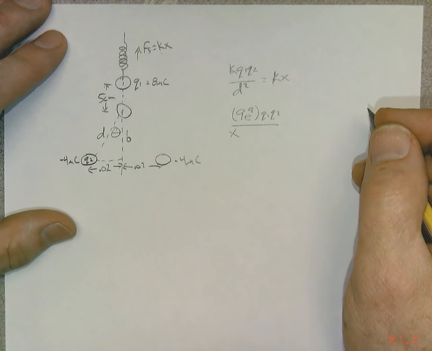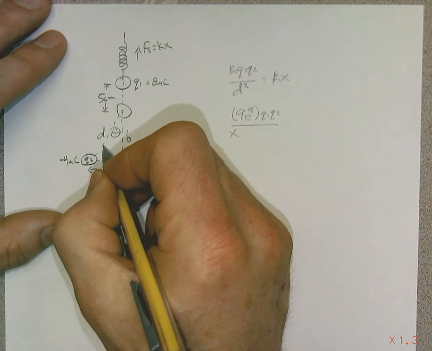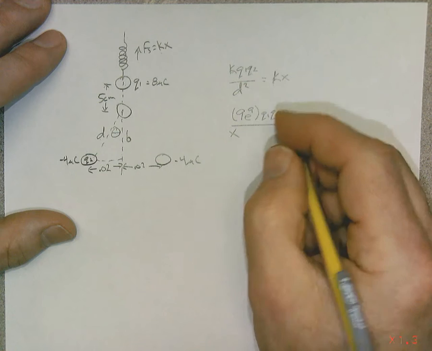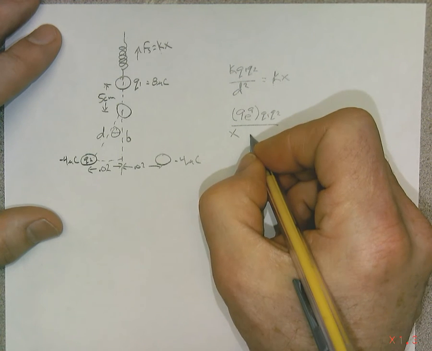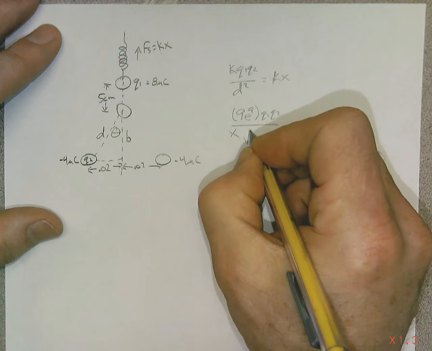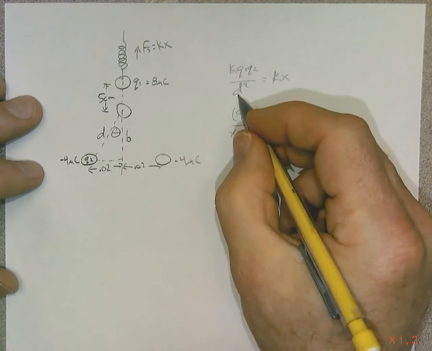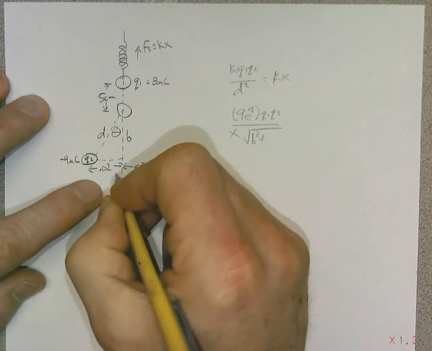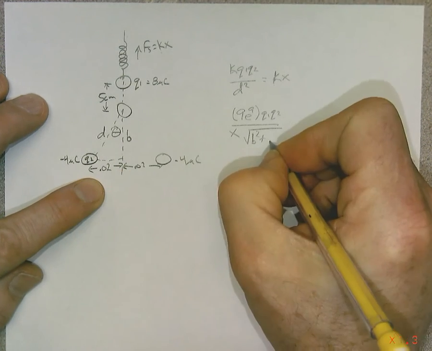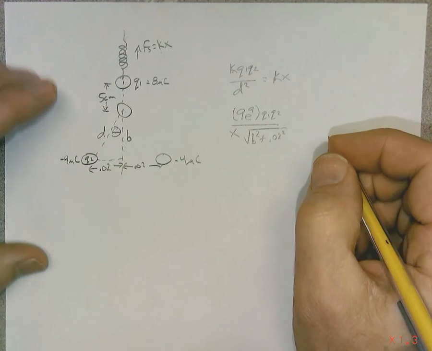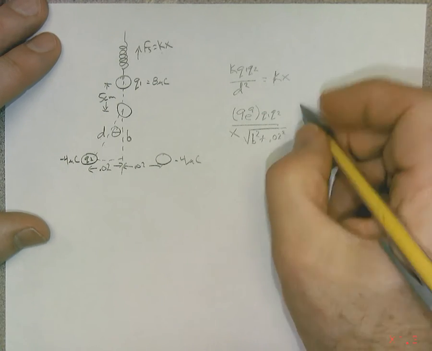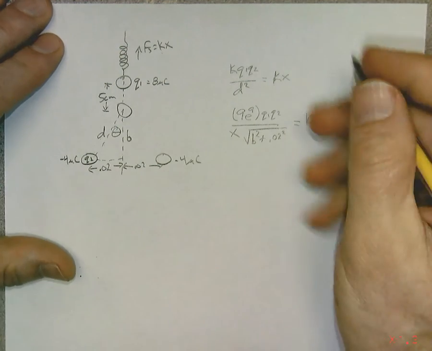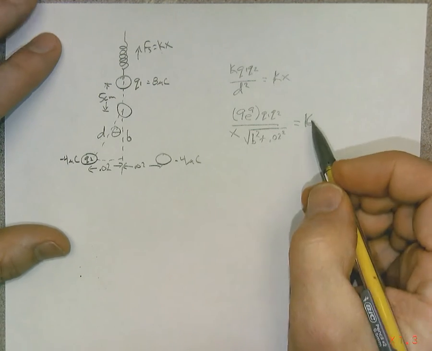And then d. What's d? Well, d is the square root of the sum of the squares. So it's d squared. So really what it is, I'm going to go ahead and be explicit about this so we don't get confused. D is square root of b squared plus this distance squared, 0.02 squared, right? So there's that. And that whole thing is equal to k, which is what we're trying to find. All right, so we're well on our way.